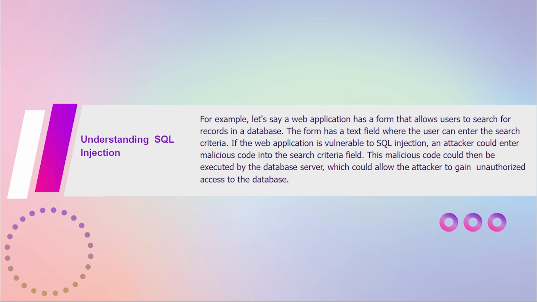Now I'm just giving you one more example: an attacker could enter malicious code into a form field that is used to update a record in the database. And this could allow the attacker to change the data in the database or even delete it. So these were a few of the examples from which you can understand how an SQL injection works.